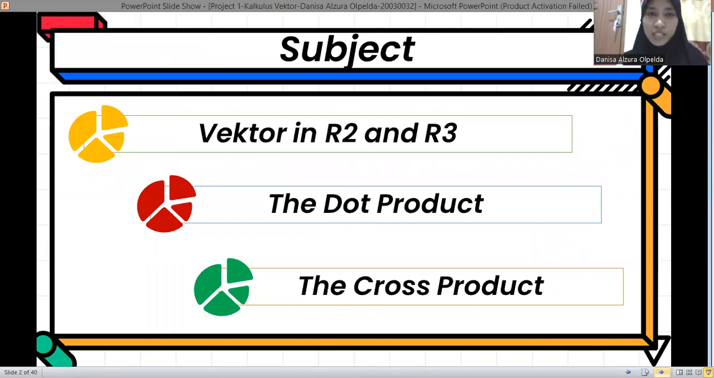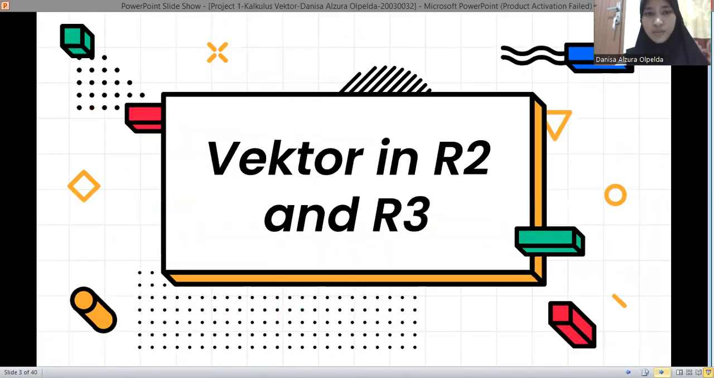In this material, there are three subjects: first, vector in R2 and R3, second, the dot product, and the last one, the cross product. Okay, the first material is about vector in R2 and R3.